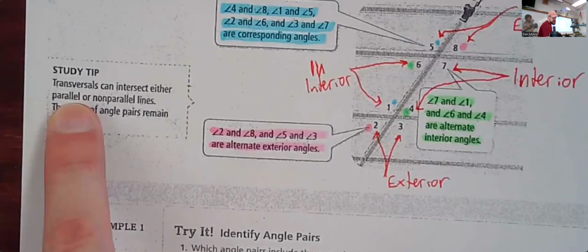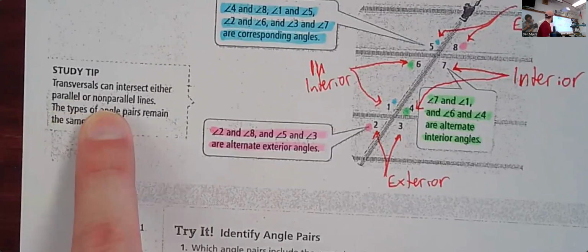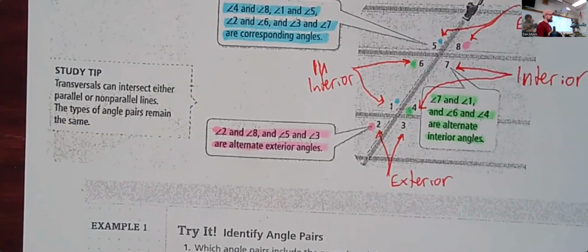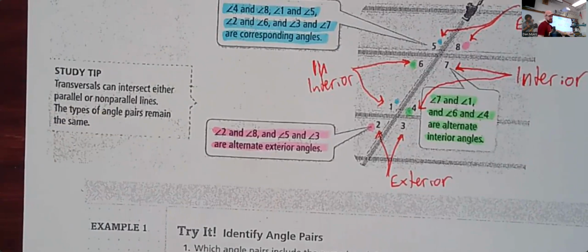And so it says transversals can intersect either parallel or non-parallel lines. So they could be parallel, they might not be. If they're parallel, then you have those mathematical relationships. If they are not parallel, then you don't have those mathematical relationships of the angles being equal. So let's identify some stuff here.